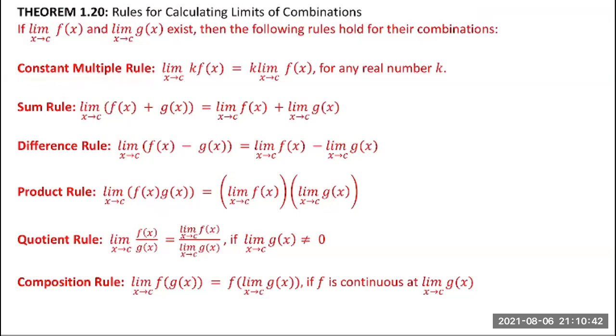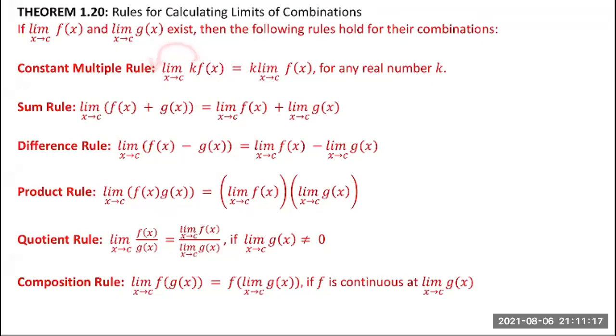Constant multiple rule. That means the limit as x approaches c of k times f of x, this constant times your function f of x. To find the limit of that product, what you can do is pull this k out. Okay, this limit is equal to k times the limit as x approaches c of f of x for any real number k. Simply, it tells you that you can pull this constant out and then find the limit.